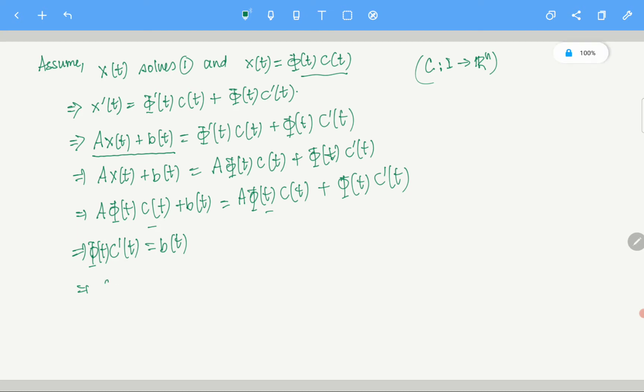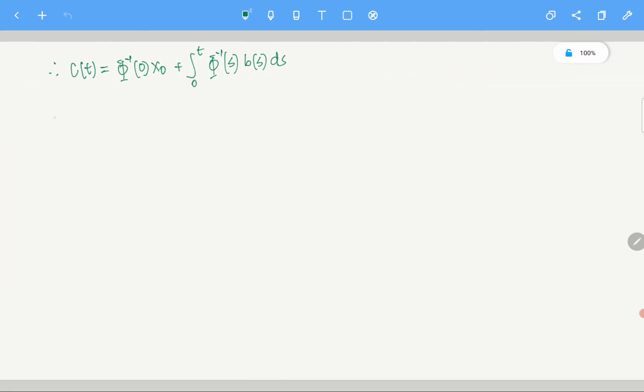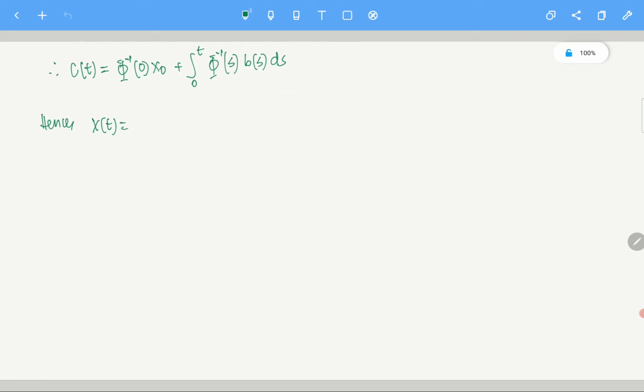Okay, now what is C prime of t? So basically this is phi inverse of t. Since phi is a fundamental matrix, the inverse exists for every t, right? So I can take the inverse here. So C of t is the integral of phi inverse of s, b of s ds. Is this clear? Okay, now you see, hence, what is x of t? X of t is given by phi of t times C of t, right? So I will just put the value of C of t here. Now I just multiply phi of t here. Okay, now don't change the orders.